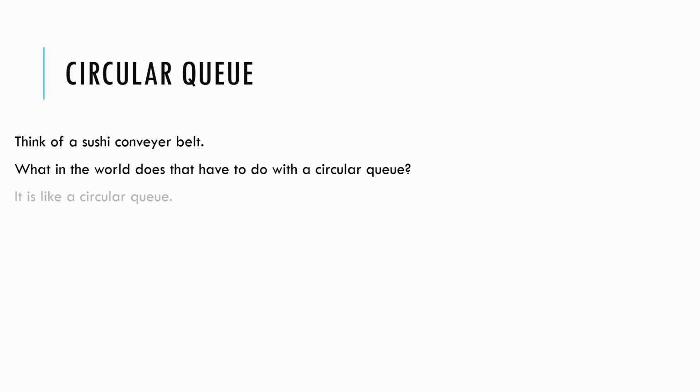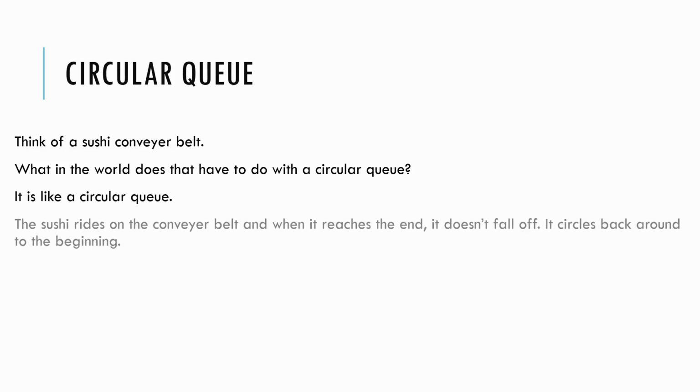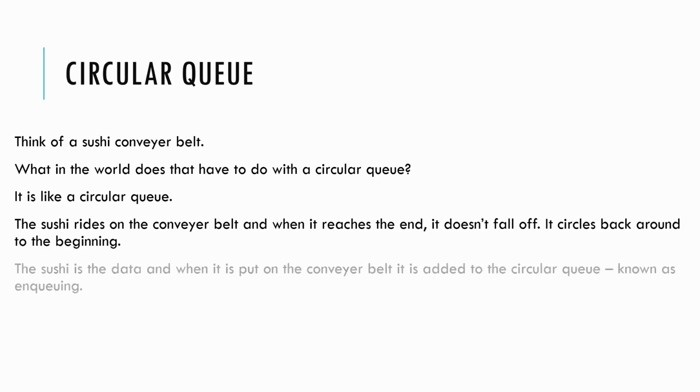Think of a sushi conveyor belt. Well, what in the world does that have to do with the circular queue? It works just like a sushi conveyor belt. It is like a circular queue. The sushi rides on the conveyor belts, and when it reaches the end, it doesn't fall off the conveyor belt. It circles back around to the beginning.